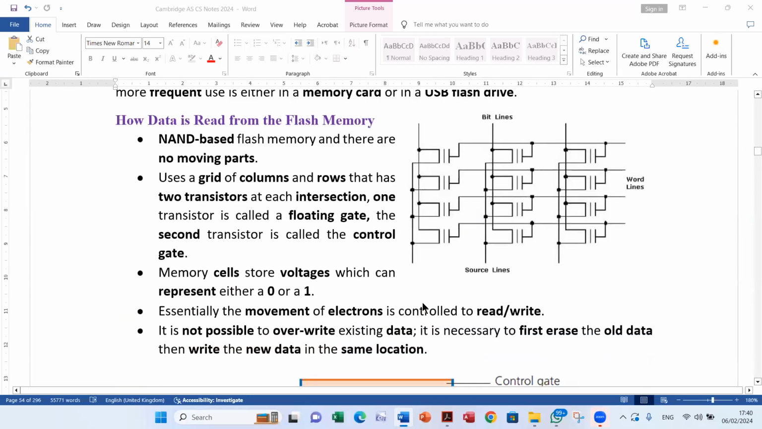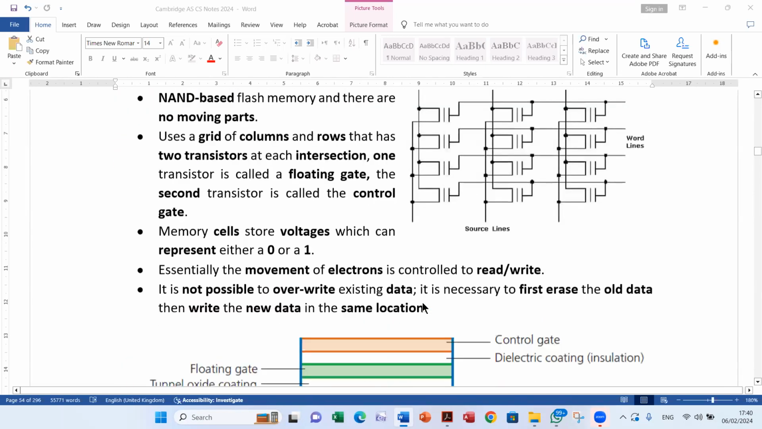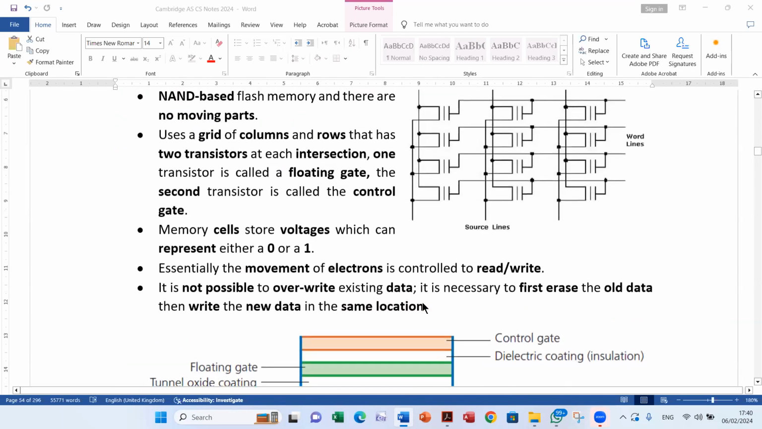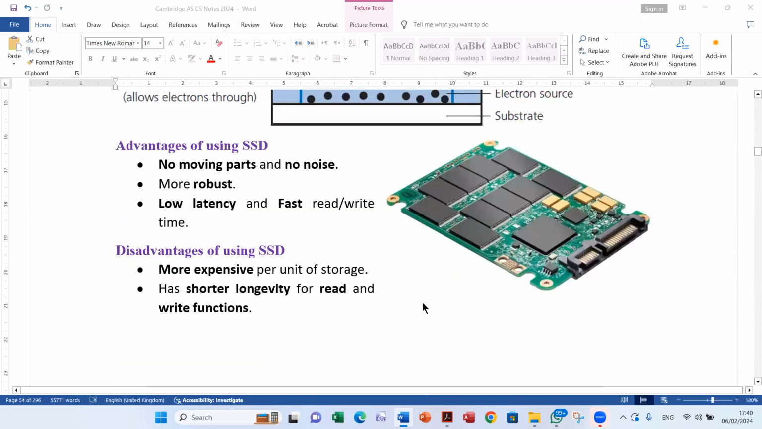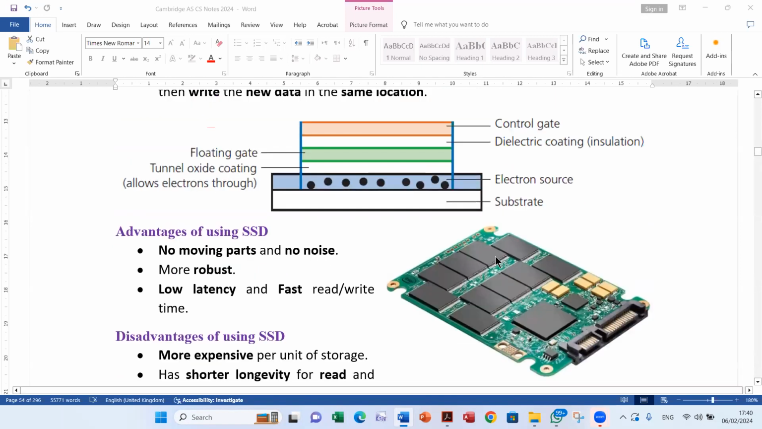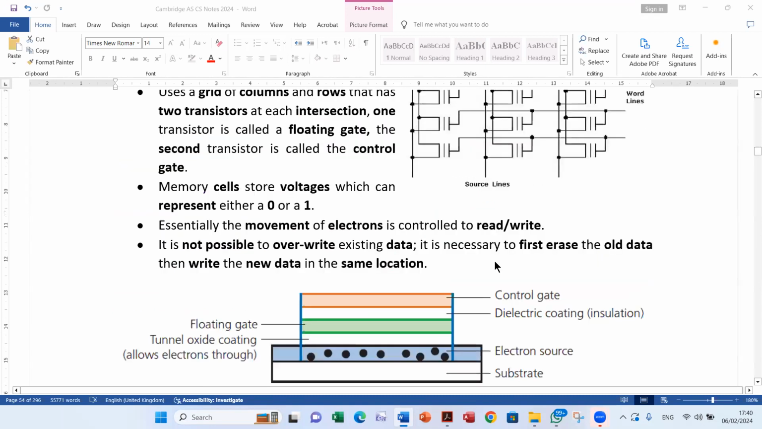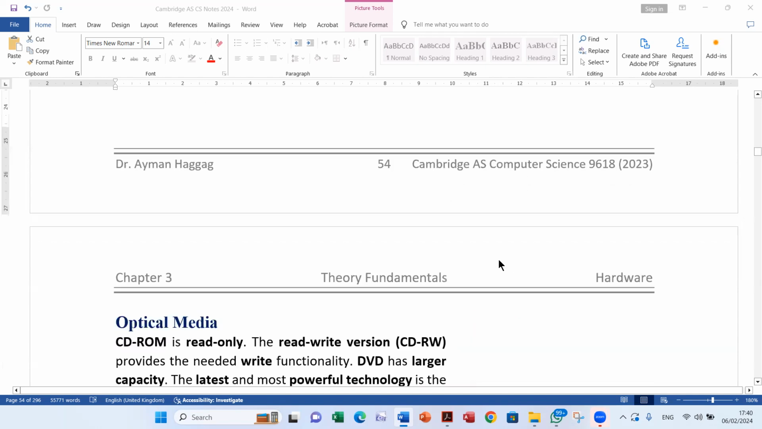So you can understand now the principles of operation of a solid state drive, SSD, and its benefits and drawbacks. The SSD doesn't have a very high capacity of being written to and read from many times. Okay, so that's it about backing storage.